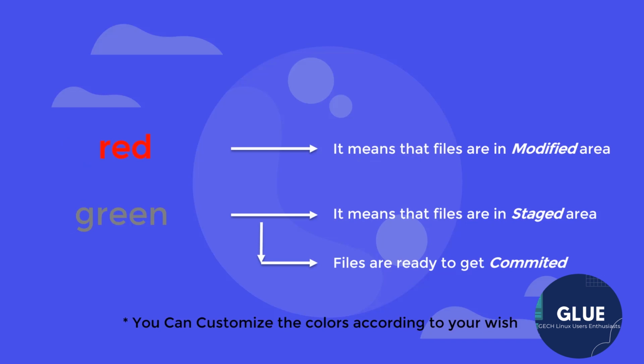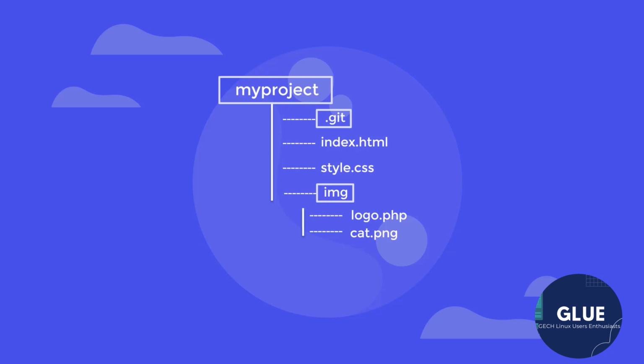And if you get the names of the files in green color, then it represents that the files are in staged area and are ready to get committed. You can customize the colors as per your interest. Here, in our example of my project repository, both the files are in modified stage.